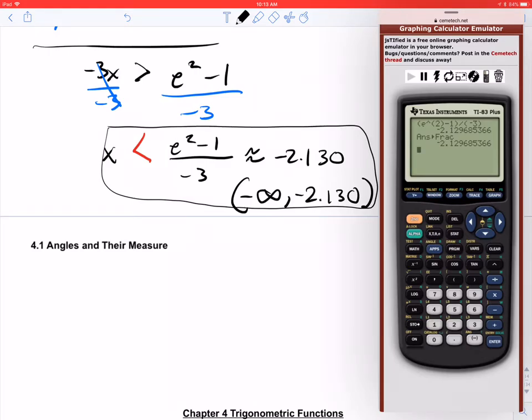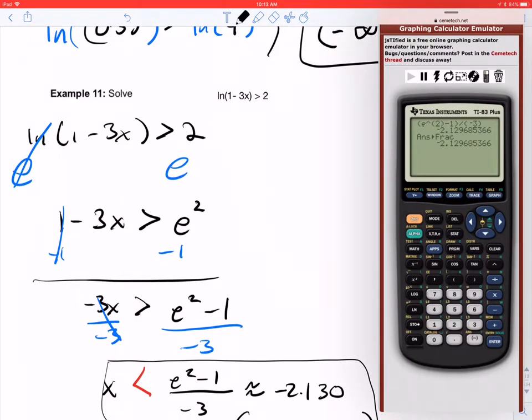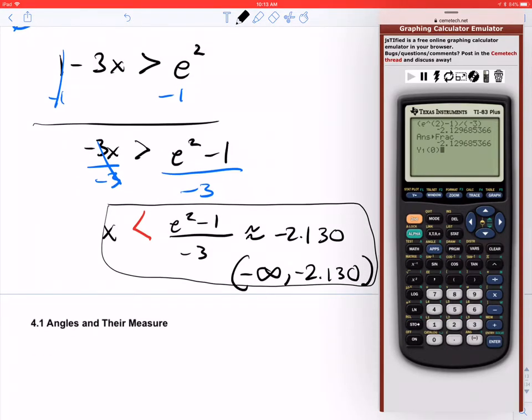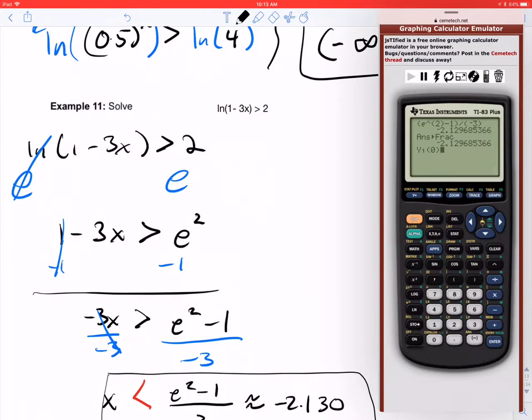Okay, let me check in the original. So now what I'm going to do is write the original. So I go to my y equals and clear. I have the natural log of 1 minus 3x. Okay, and I'm going to quit. And then I just want to recall that y equals business that we had. So now, anything to the left of this should work. So something like negative 3 should work in the original.